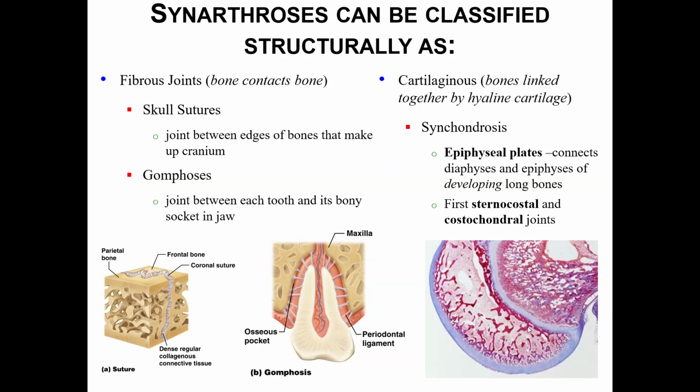Okay. The other place would be the sternocostal and the costochondral joints of your rib cage. Okay. We don't want your ribs to wiggle around, y'all. Okay? We don't want any wiggling in any of these places.